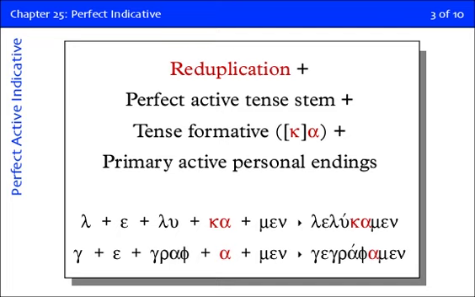And then you have a tense formative. Now, if it's a first perfect, the tense formative is kappa alpha. If it's a second perfect, it's just alpha. But you would expect that, right? Because you go from theta eta to eta in the aorist passive. You go theta eta sigma to eta sigma in the future passive. So the tense formative for the perfect is kappa alpha. If it's a second perfect, it's just the alpha. And then, because it's not an augmented tense, you have primary active personal endings.